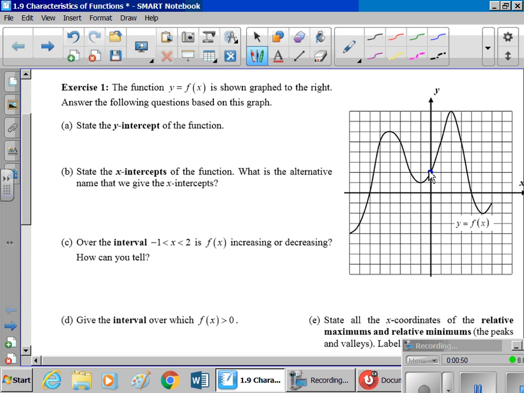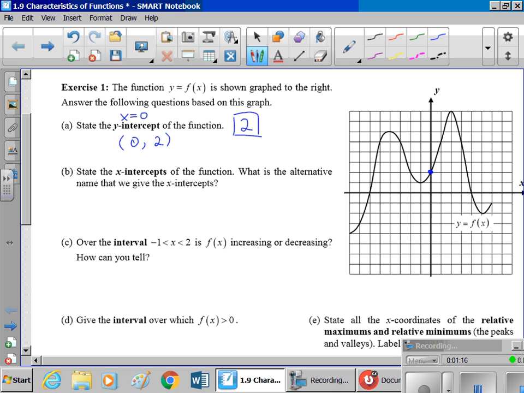The y-intercept, by the way, I always put down, it's when x is 0. So our y-intercept would be the point 0, comma, 2. But they're really just asking, the answer would be 2. The point that's associated with it is 0, comma 2, but the answer is 2.